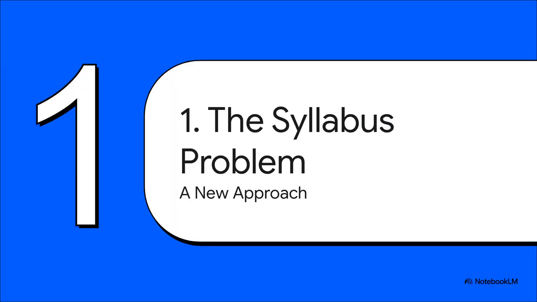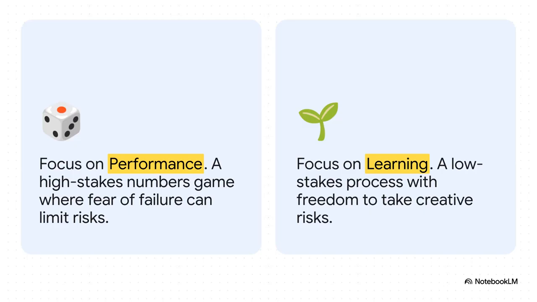First up, let's talk about the big idea here. The whole philosophy of this course is to get us to stop focusing on just chasing points and instead really zero in on the actual process of learning and getting better. This little chart breaks it down perfectly. On one side, you have traditional grading, which is all about performance. It can feel like this high-stakes numbers game where you're almost afraid to try something new. But this course uses contract grading, which is all about learning. It's a low-stakes process designed to give you the freedom to take creative risks with your writing because you know one single paper isn't going to make or break your grade.